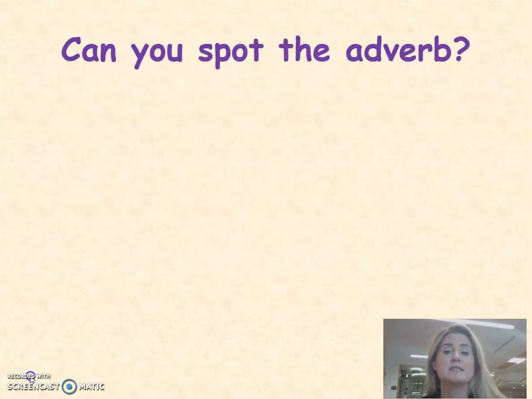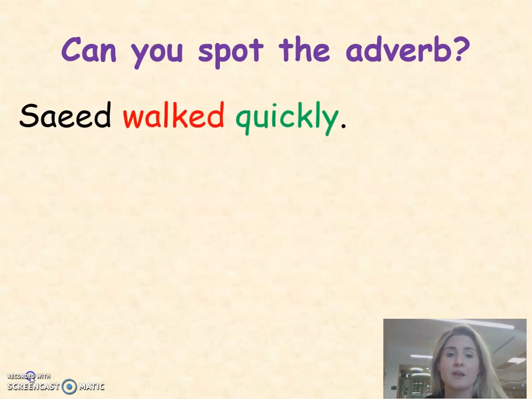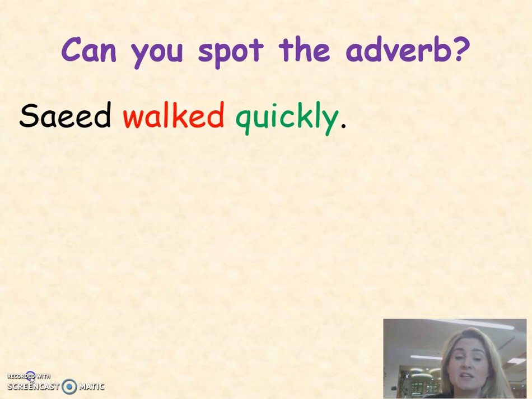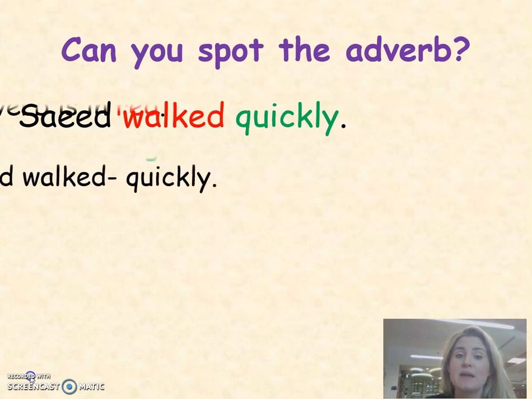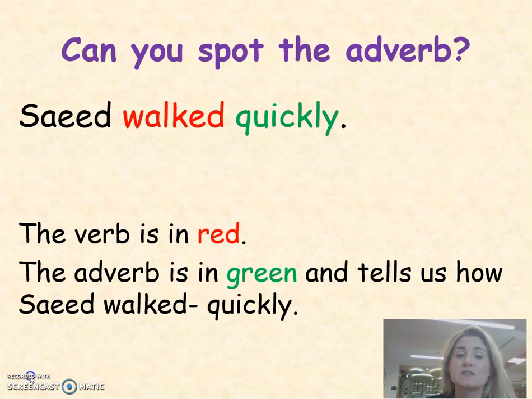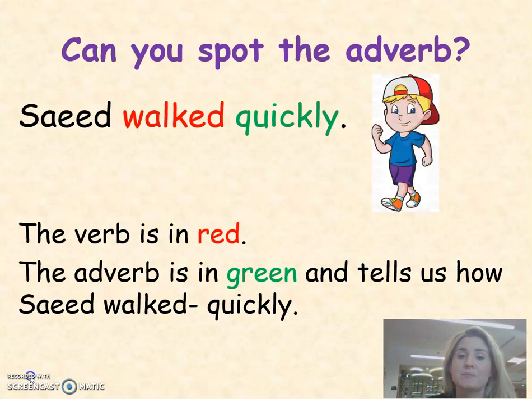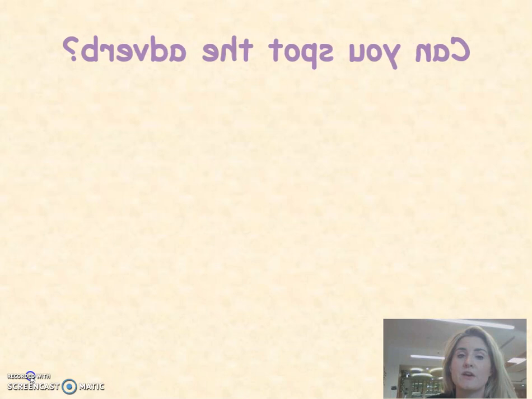So can we spot the adverb? Saeed walked quickly, that's our sentence. We need to find our action straight away, our verb, which is walked. And quickly, there's our adverb. It's describing how Saeed walked. It's describing the action. So our verb is in red, and then our adverb is in green. So describing how he walked. Saeed walked quickly.